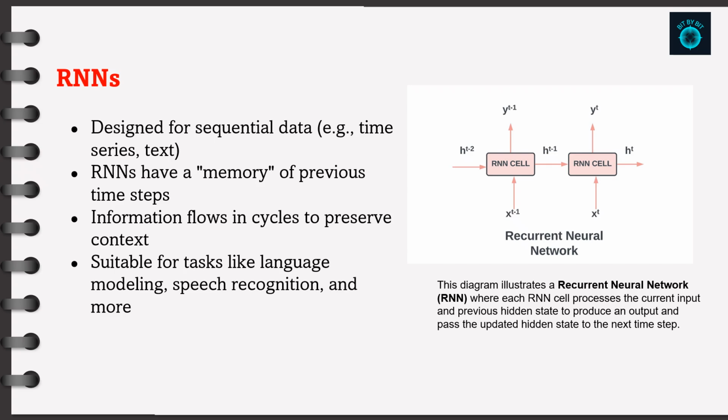However, RNNs can suffer from vanishing gradients when trained on long sequences, which makes them difficult to train effectively on long-term dependencies. This led to the development of more advanced architectures like LSTMs and GRUs, which are designed to address this limitation. Now, let's look at a simple example of an RNN in PyTorch.